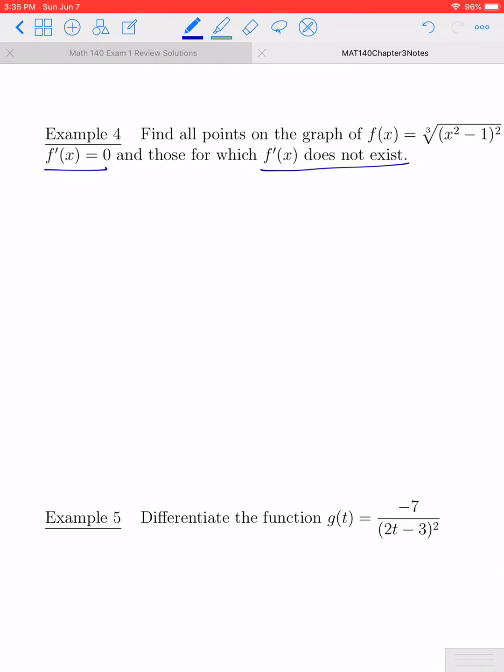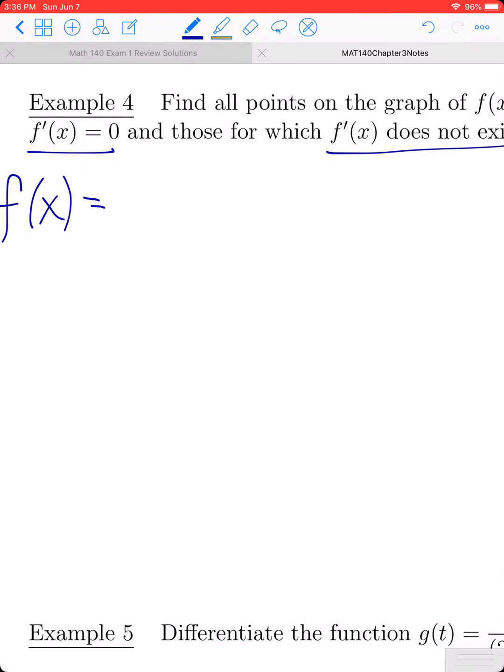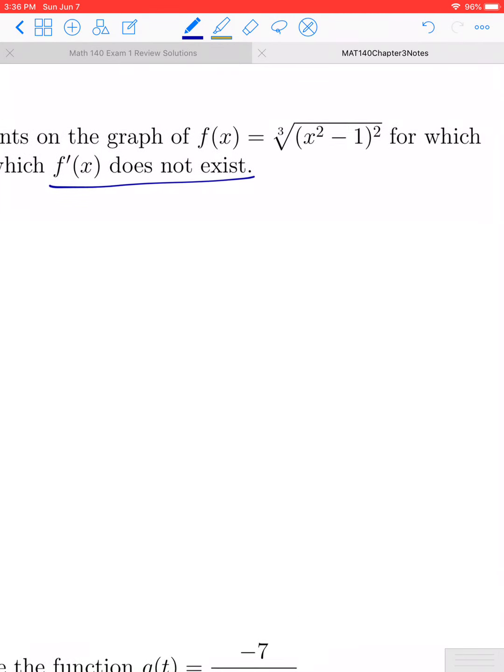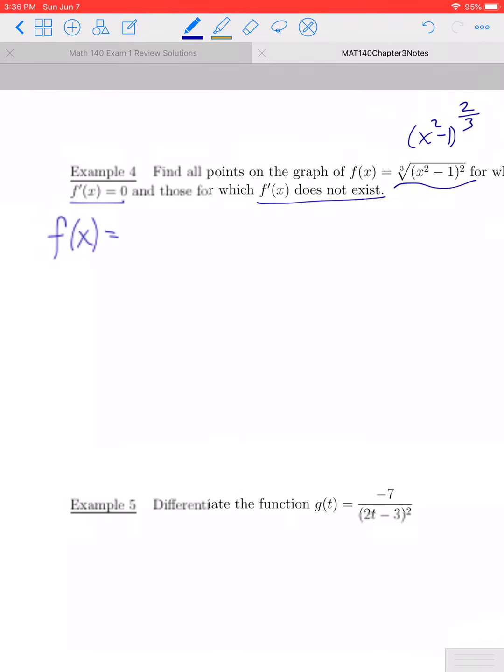Okay. So first things first, in order to analyze the derivative, we need to get it. So here our function is the cube root of x squared minus 1, quantity squared. This is a combination of a radical and a power, so we can write it with a rational exponent. The cube root of something squared is the same thing as the 2/3 power of that quantity. So f of x is really equal to x squared minus 1 to the 2/3.